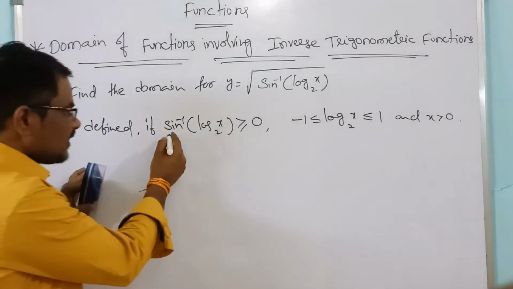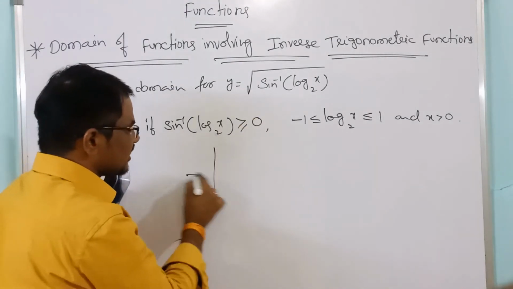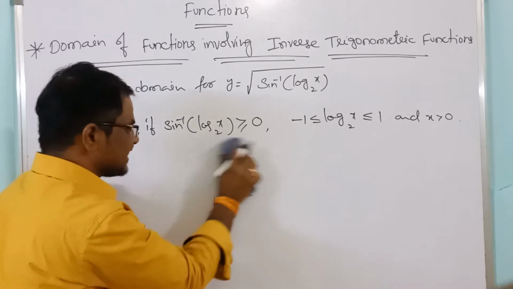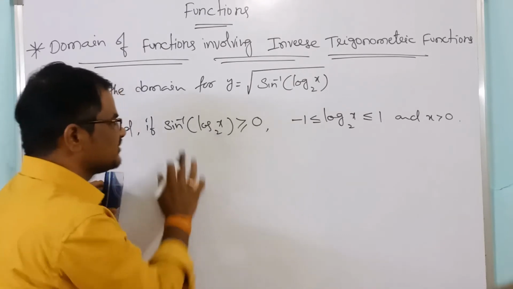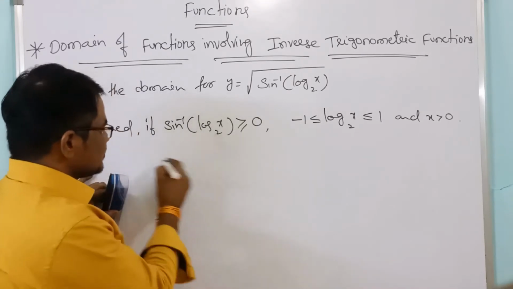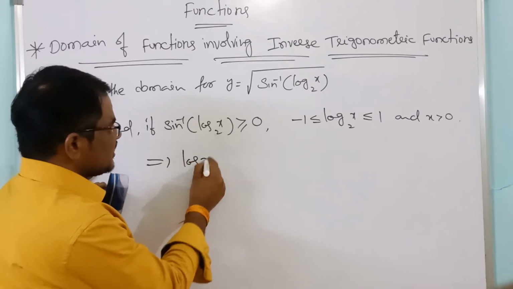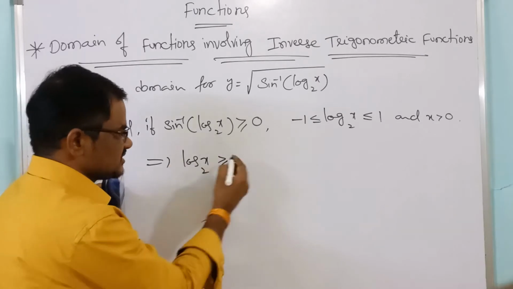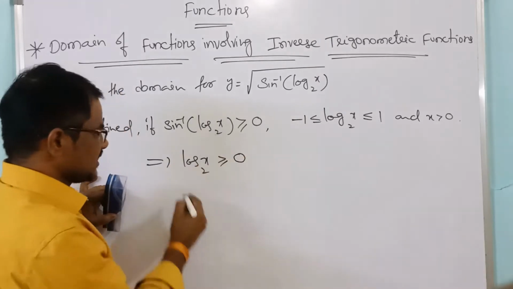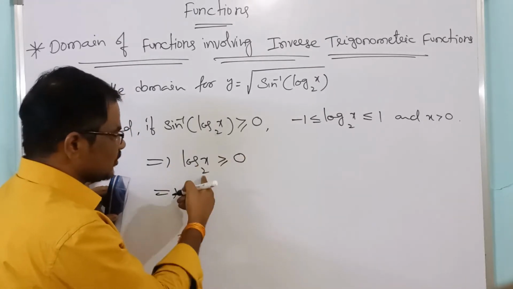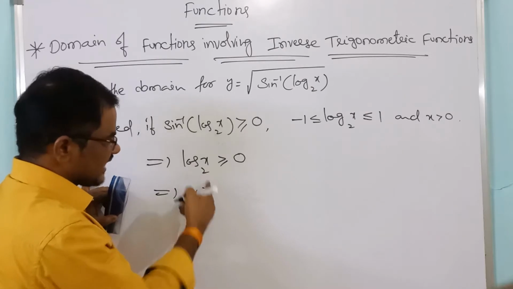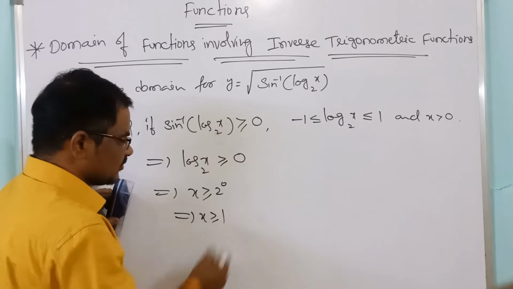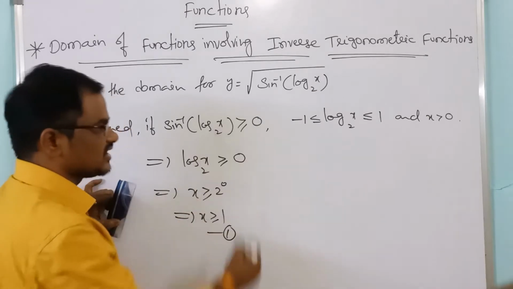Now here, sine inverse x greater than or equal to 0 means that in this interval it is increasing only. So that's why log x to the base 2 is greater than or equal to 0, since the sign does not change. That implies x is greater than or equal to 2 to the power 0, so x is greater than or equal to 1. This is equation number 1.